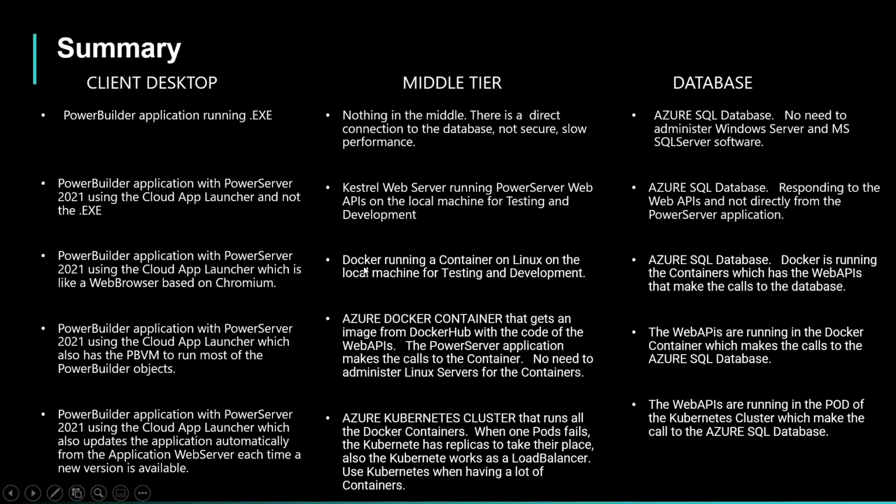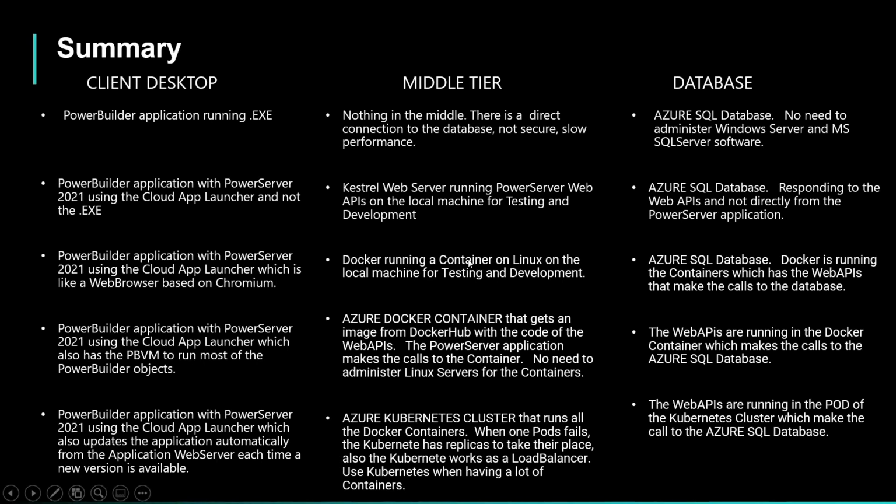Here, PowerServer helped us to create the image with SnapDevelop, and that image has web APIs that can run as a container in Docker. So this example of running Docker on a container on Linux on the local machine is basically for testing and development. And we could connect also to the Azure database. Docker is running, and the containers, which have the web APIs, make the calls to the database. And these two examples were for testing and development on the local machine.